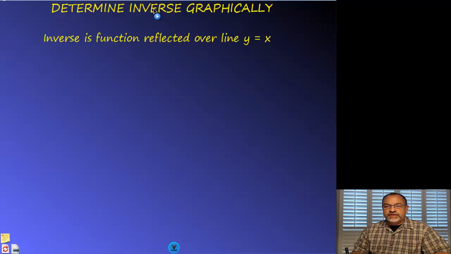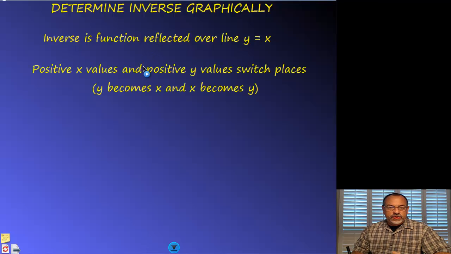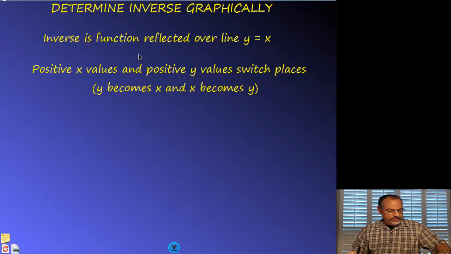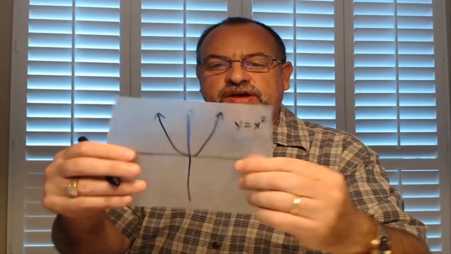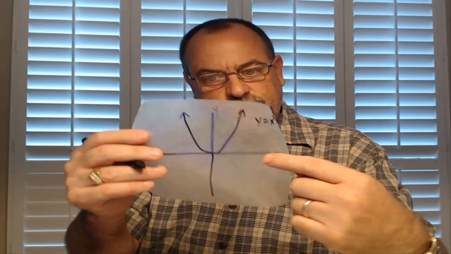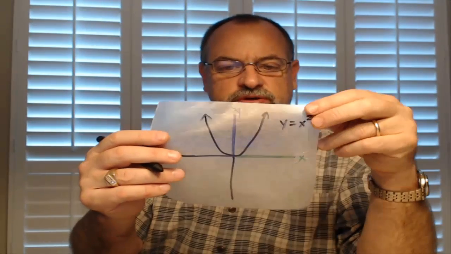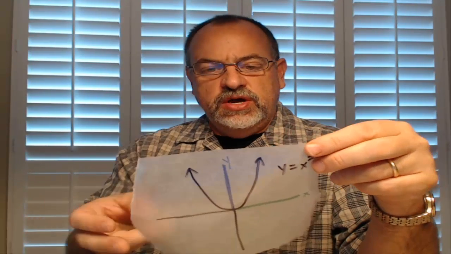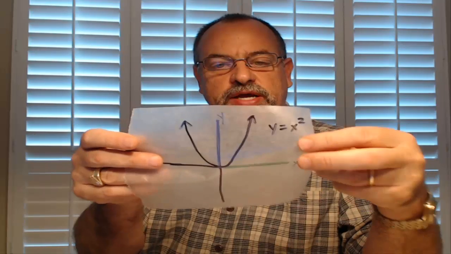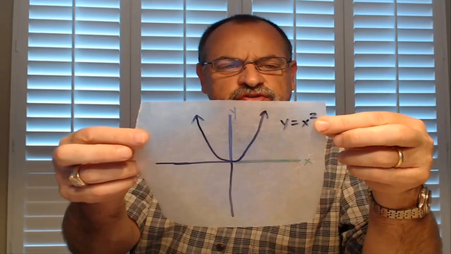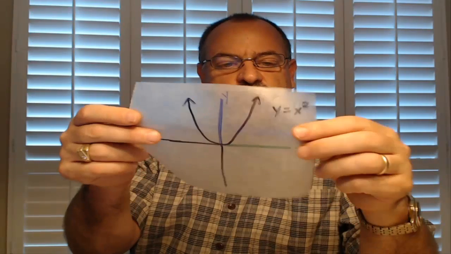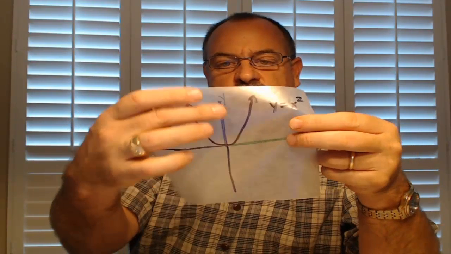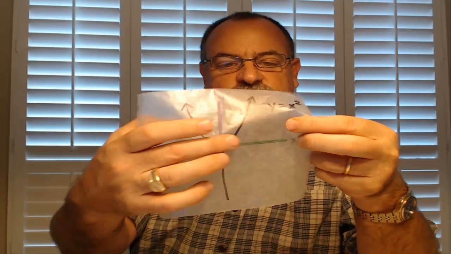Now, how do you determine an inverse graphically? Again, we talked about it already. An inverse is a function that's reflected over the line y equals x. And we know from our definition that the x values will become y and the y's become x. So what that means is the positive x values here, in green, and the positive y values here, in blue. I probably should have used some more drastic colors. But an inverse means that the x's become y and the y's become x. So visually, think about this green positive x-axis having to become where this blue one is, and this blue positive y having to go where the green one is.